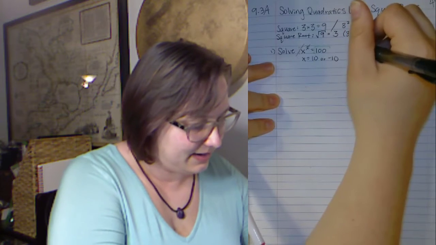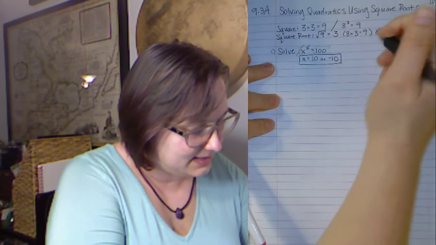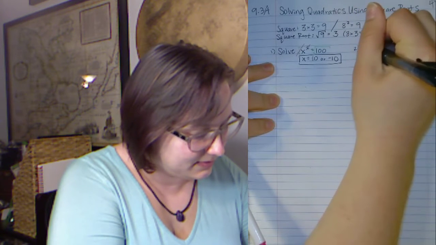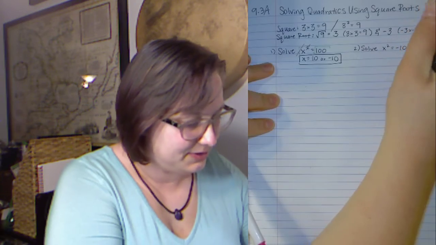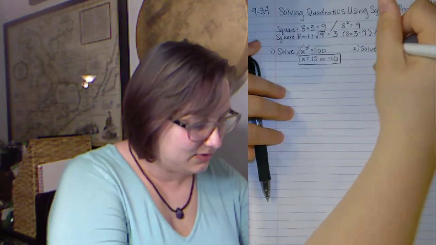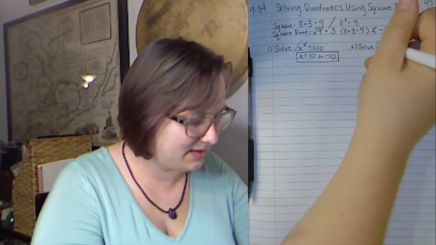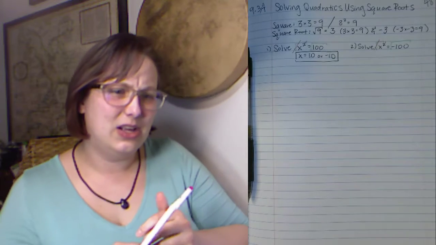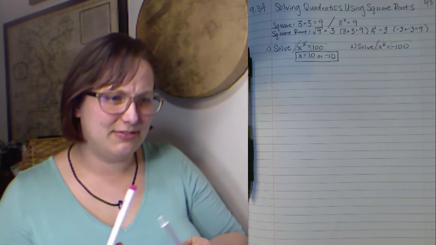That's the end, that's the answer. Let's say I wanted to solve x squared equals negative 100. Well, then I do the exact same thing. I do the square root of both sides, and that cancels. But what times what would make a negative 100?